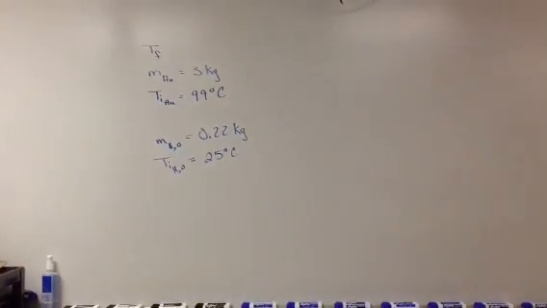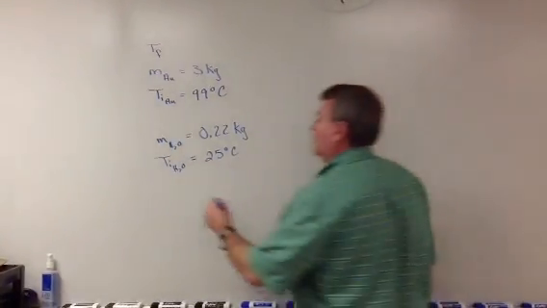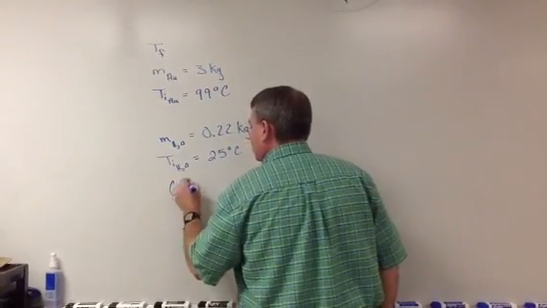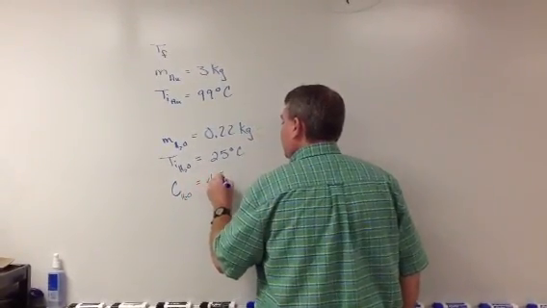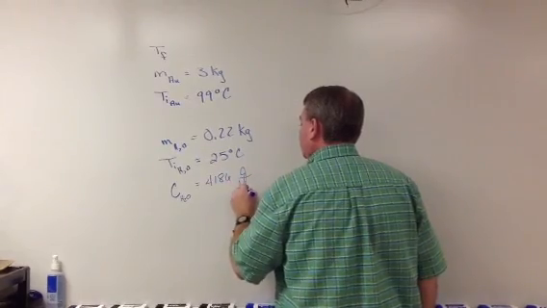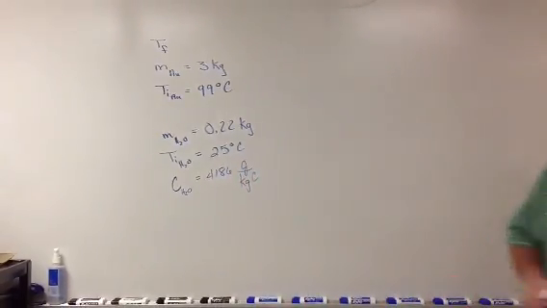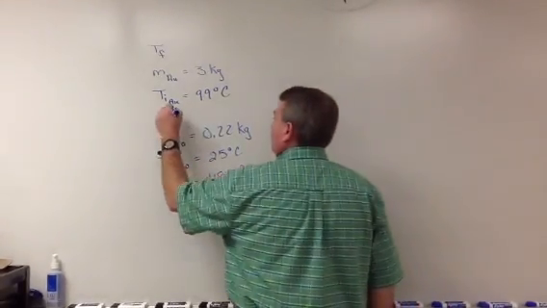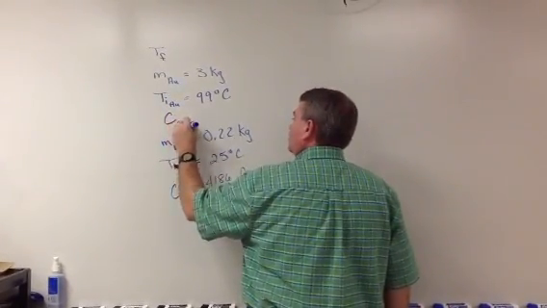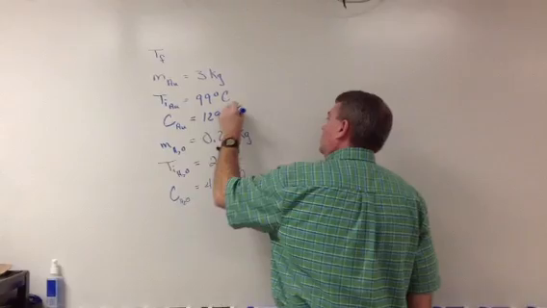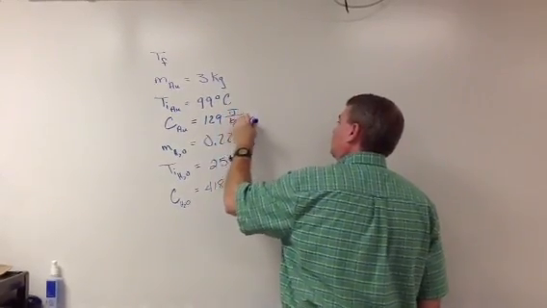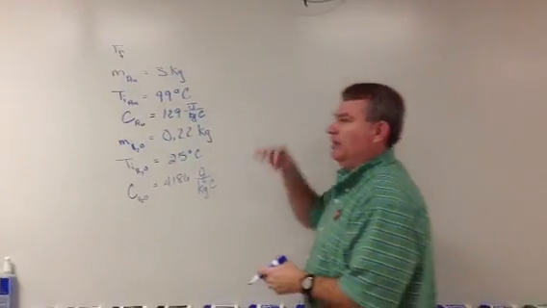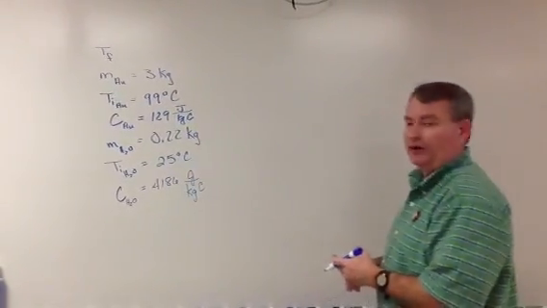Now, we need two other things. You need to memorize that the specific heat for water is equal to 4186 joules per kilogram Celsius, and the specific heat for gold is 129 joules per kilogram Celsius. You don't really have to memorize this one.